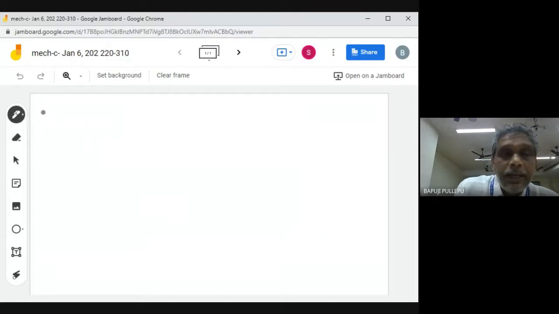Okay. Envelopes connected with two parameters. Till now, only one parameter we have done.